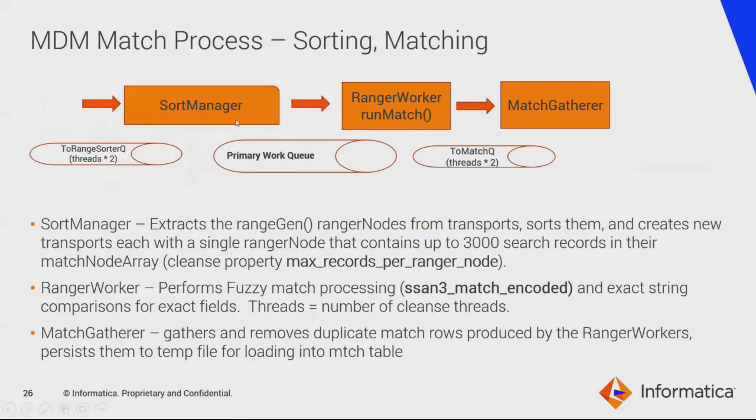So further down from the sort manager is our Ranger worker that actually performs matching. It takes Ranger nodes off the primary work queue, and for any matches found, we generate match rows and feed them to the match gatherer, which is in charge of deduplicating these match rows and persisting them to a temporary file for loading into the match table.